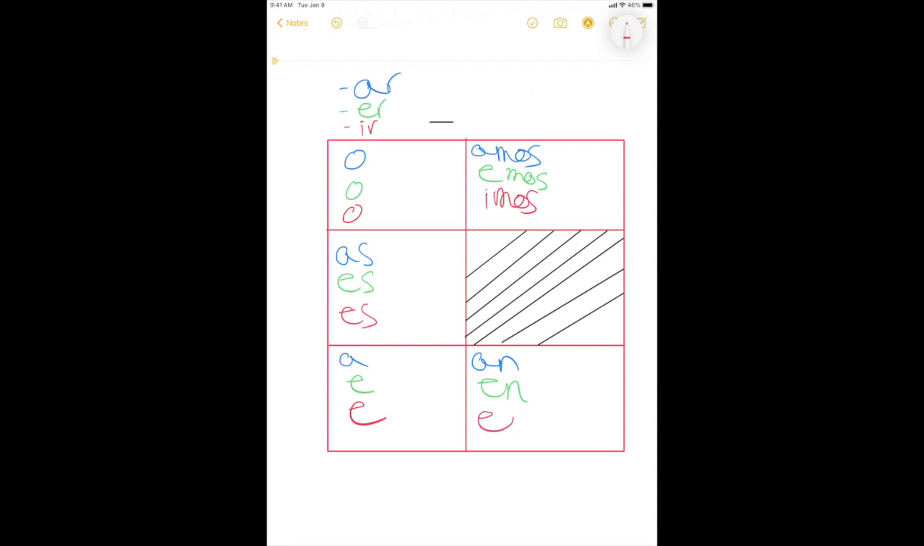Okay, so what you're gonna see in a minute is I'm gonna post a worksheet. It's gonna have reflexives. All right, keep this handy if you need it. All right, I'll pause the recording now.